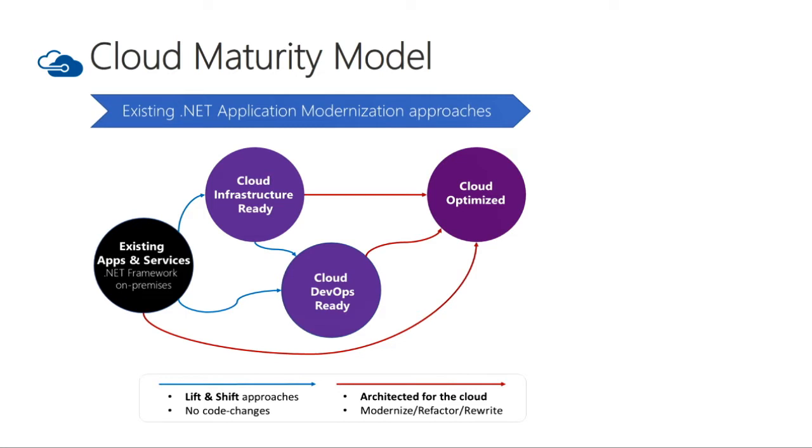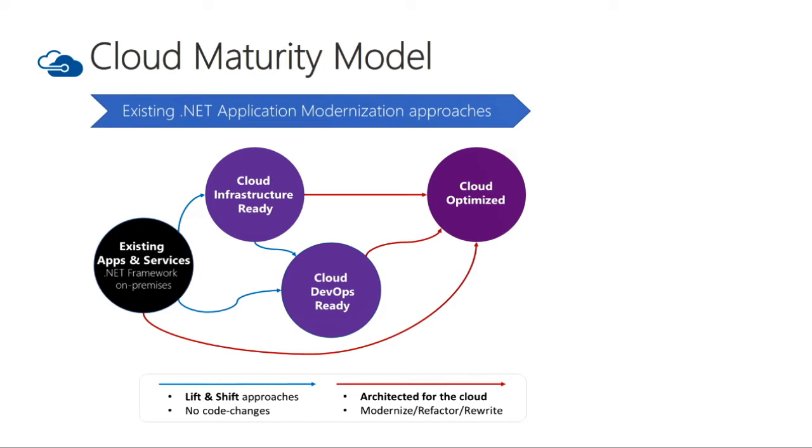The maturity model you're seeing here is broken down into 2 stages or 2 approaches. There's the lift and shift approach, which for the most part does not require you to make any code changes. It does not require you to re-architect your app. And we further break down the lift and shift into cloud infrastructure ready and cloud DevOps ready. What these exactly are is what we're going to get into next.